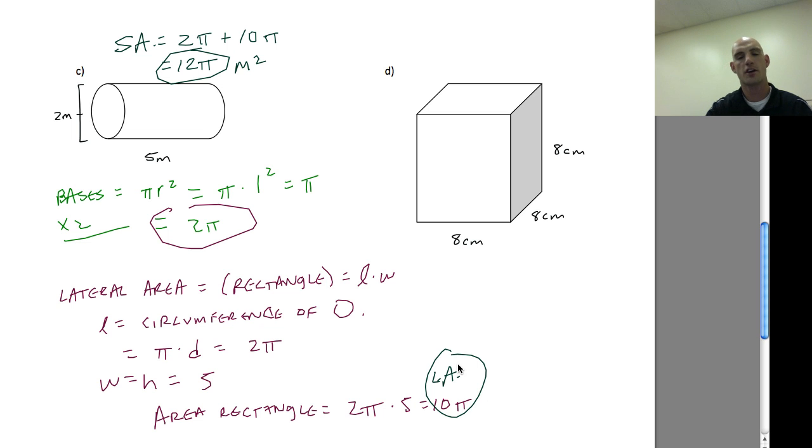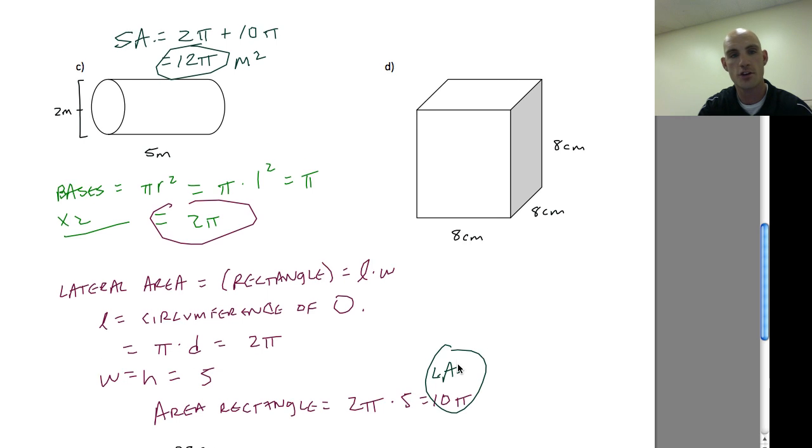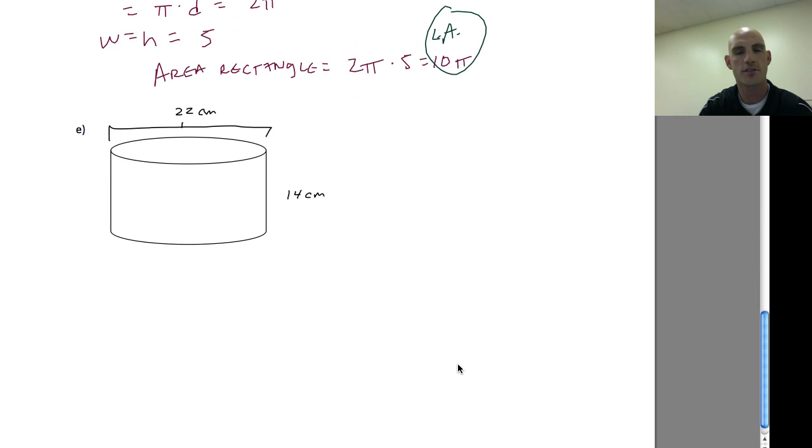Okay? See if you can do D on your own. It's a cube. It's a little deceptive with the picture, but it's a cube. And then I've got another cylinder down here for you to try. Okay? Try those two, and we'll see you next time.